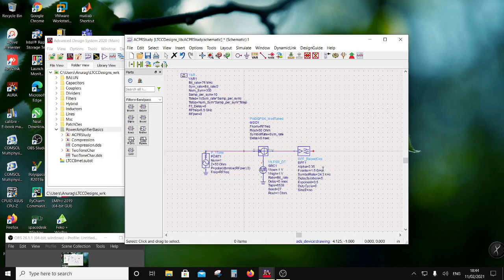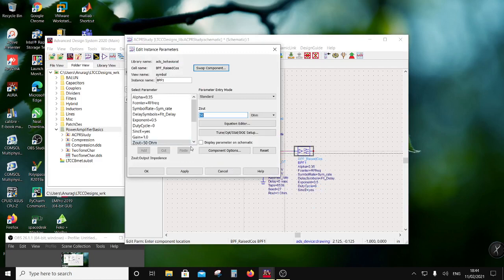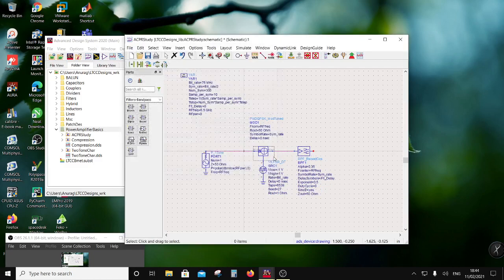And then the center frequency is RF FREQ, correct? And this would be symbol rate. And this is going to be filter delay. So this is half of the filter size. So filter delay will set the filter size. Filter delay and sinc E. Yes, and then this is going to be 50 ohm. So this filter is done.